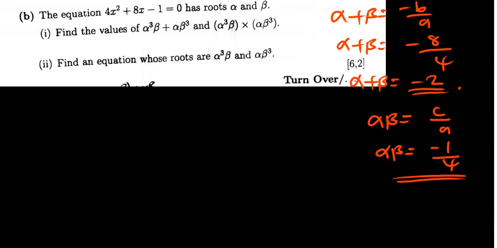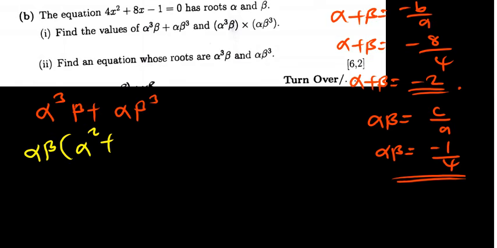The first question you have is alpha to the power 3 times beta plus alpha times beta to the power 3. At this point, believe me, I can just factor out alpha beta because it is common. Alpha times beta, then I will remain with alpha squared plus beta squared. I have alpha beta already as negative 1 over 4, but I don't have what is inside here.